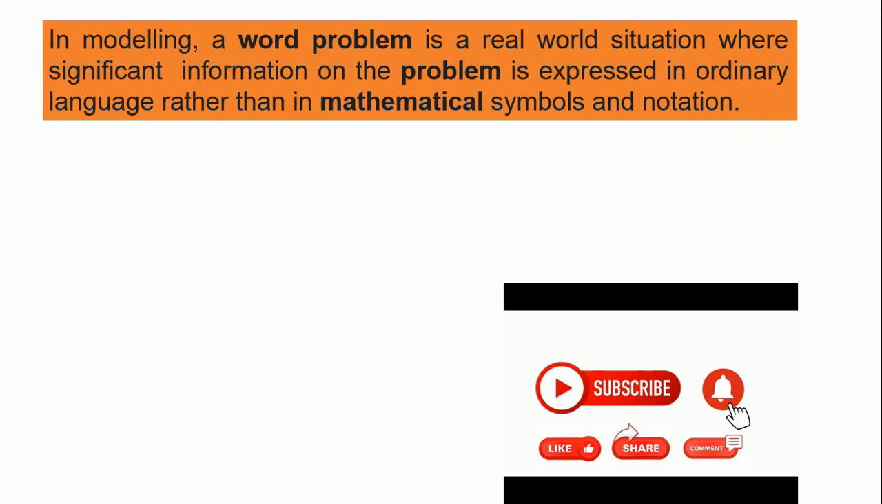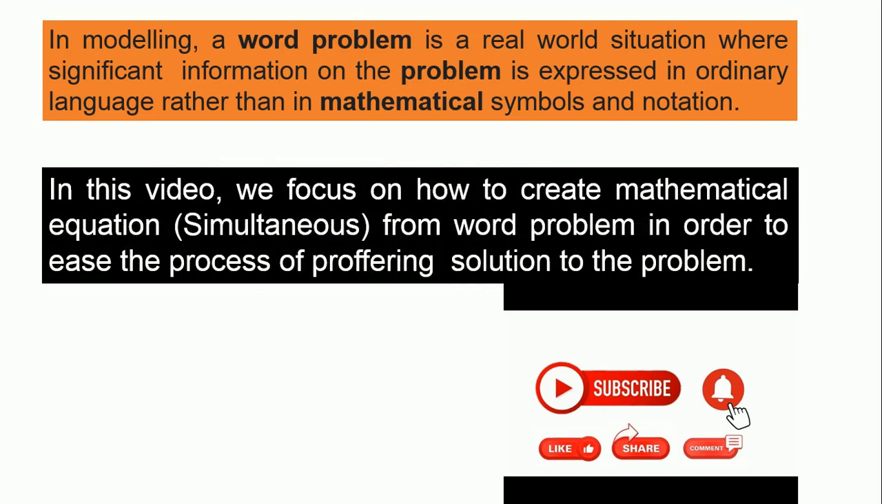In modeling, a word problem simply means a real-world situation where significant information on the problem is expressed in ordinary language rather than in mathematical symbols and notation. Here we are trying to use the system of forming this word problem into a mathematical equation, solve the problem, and interpret the solution. In this video, we focus on how to create a mathematical equation, in particular simultaneous equations, from word problems, in order to ease the process of providing a solution to the problem.